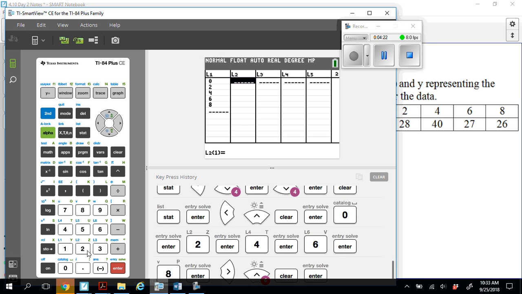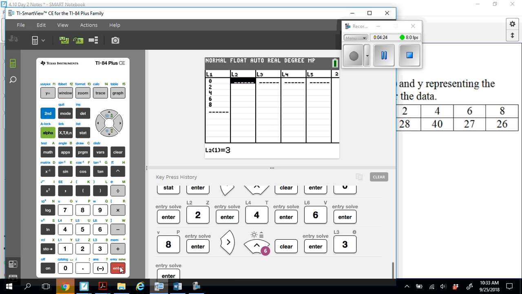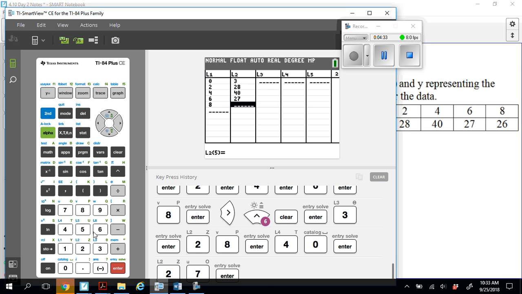So we press 3 and then enter. We'll do 28, enter, 40, enter, 27, and then 26. Now your L1 and L2 should line up. As we can see here, we have the same amount of numbers in our list 1 and the same amount of numbers in our list 2.